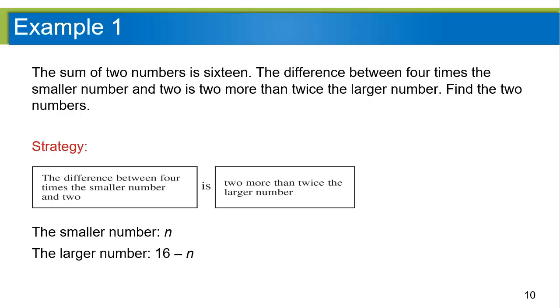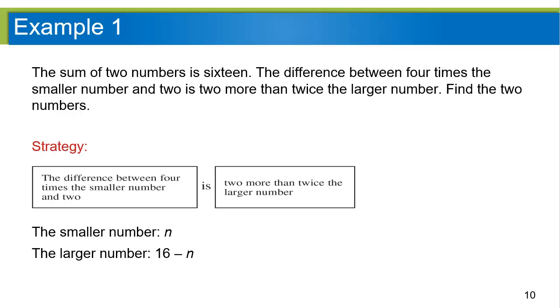We know that the sum of two numbers is 16, so we know these two numbers, x and y, when you add them together is 16. We also know the difference between 4 times the smaller number and 2 is 2 more than twice the larger number. Okay, so let's take this in pieces.